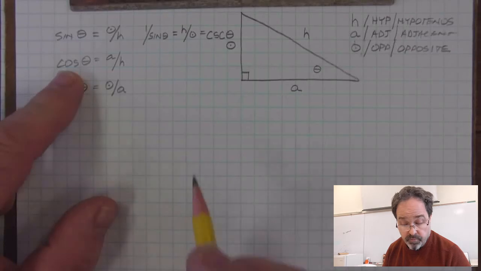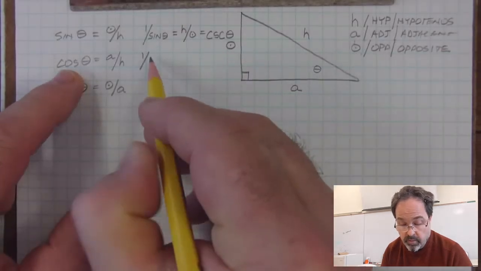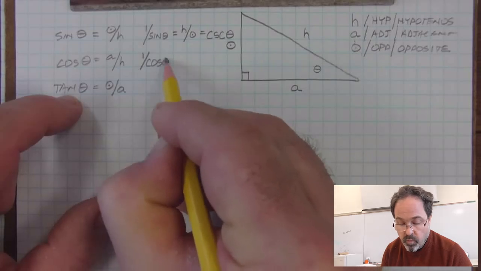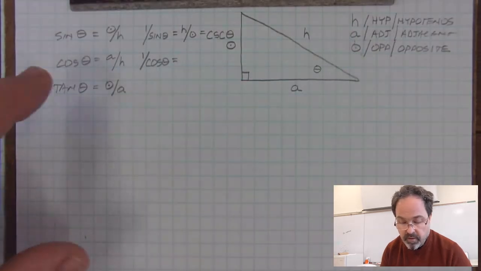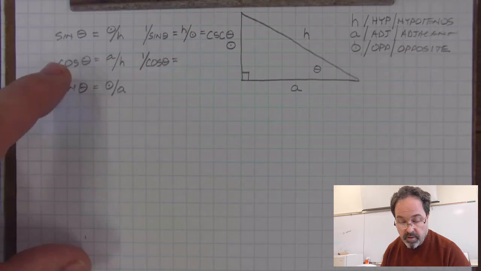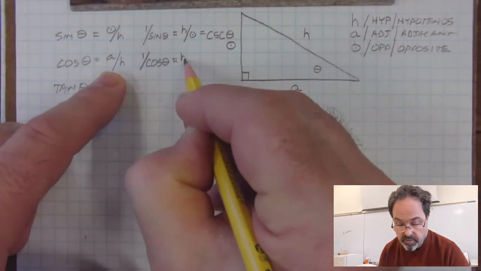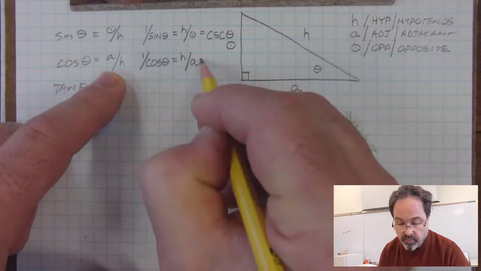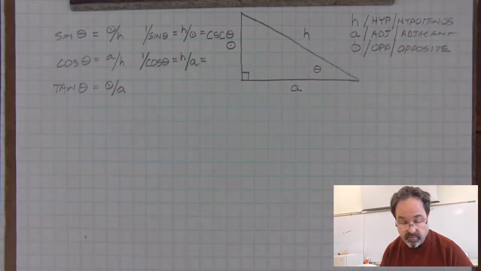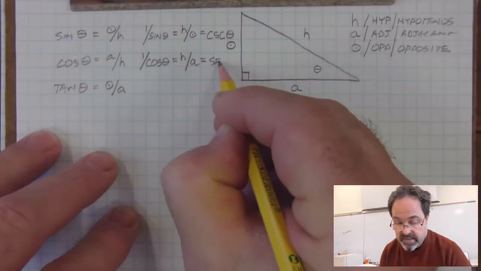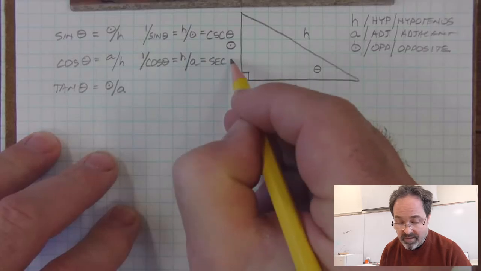We can do this with cosine as well. We can show the reciprocal of cosine as 1 over cosine of theta, or cosine theta's side ratio, we could take the reciprocal and get H over A. And that's a distinct reciprocal of sides. It has its own name, we call it secant, abbreviated SEC.